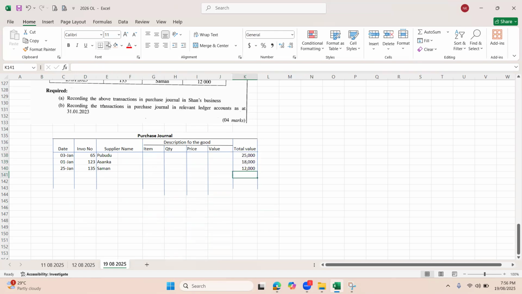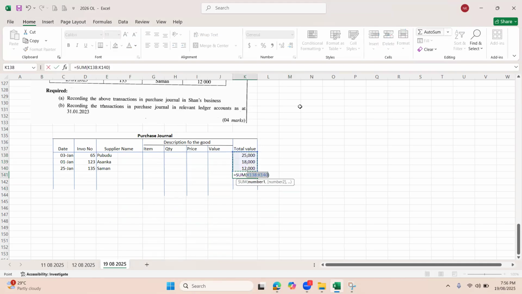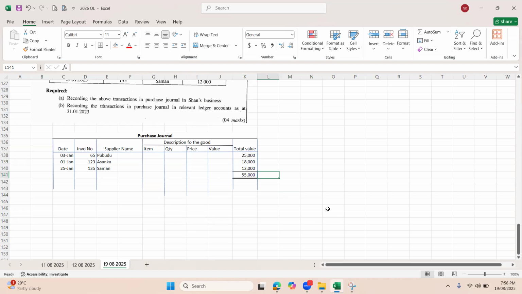Get the total here. So the purchases journal total came to 55,000. Purchases is what? Expense. We have already learned. Expense increases, what we do? Debit. Then I will write here 31st of Jan, debited to purchase account. Right, so this is the table that you must prepare for the exam related to purchases.